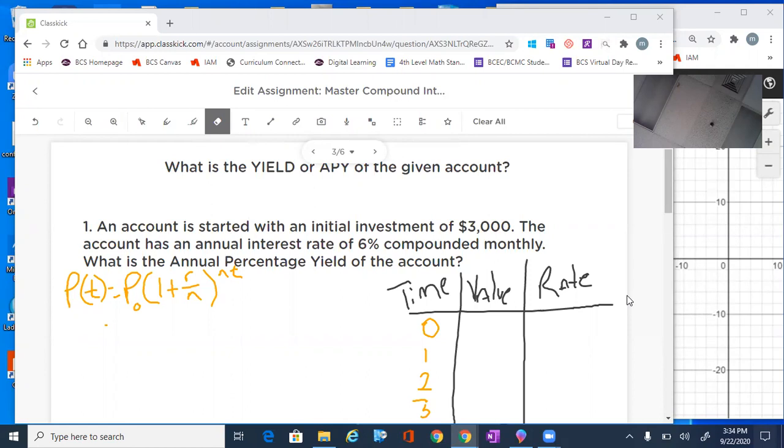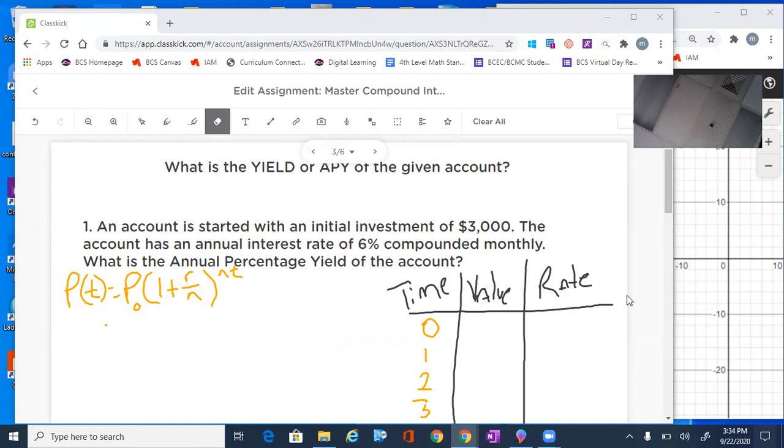And then we're also going to see how we can determine the rate just by using the equation. So an account is started with an initial investment of $3,000. The account has an annual interest rate of 6% compounded monthly. What is the annual percentage yield of the account?